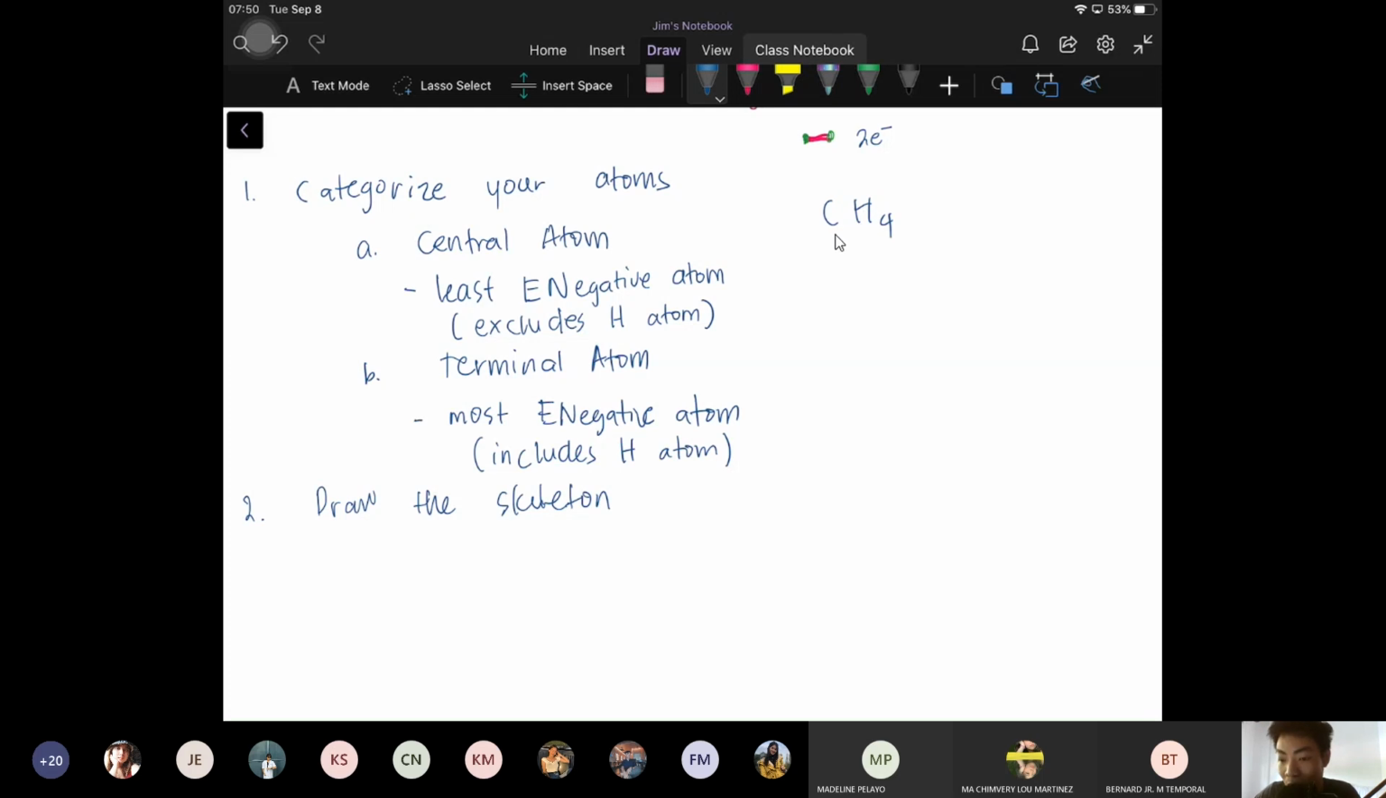On Pauling scale, carbon is 2.55. Yung chinek na sa periodic table. You can also check that sa periodic table nyo. Carbon is 2.55. Hydrogen is 2.20. So, does that mean that hydrogen should be the central atom? Not really. Because sabi rin dito sa rule natin, excluded si hydrogen sa pagiging central atom. So that means kung hindi hydrogen yung central atom, edi si carbon yung central atom.